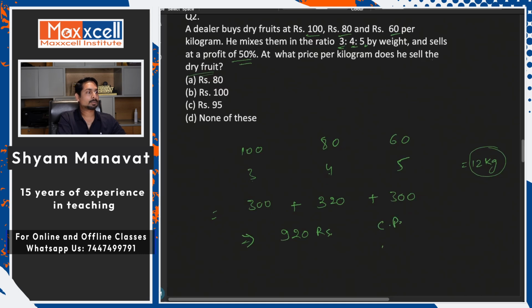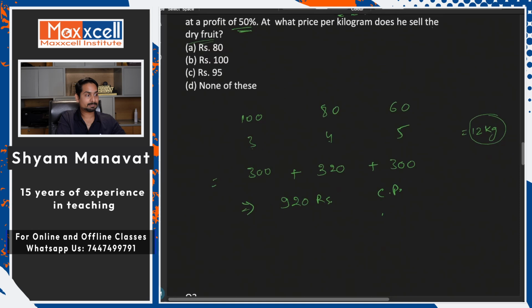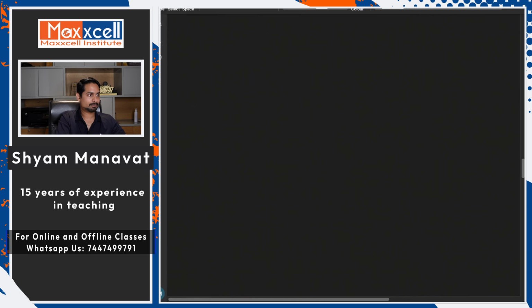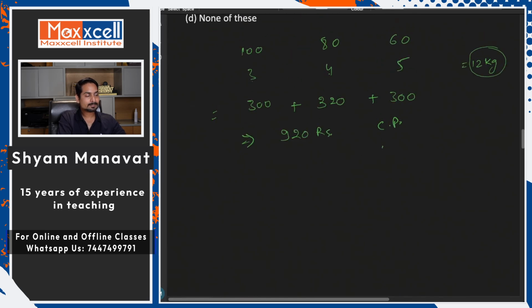Right? Now the question is, he is selling at 50% profit. So what is 50% profit over this? Increase the value by 50%. Profit means increase. So you remember, if profit percent is given, then what formula do we use? Selling price equals cost price into 100% plus profit percent.